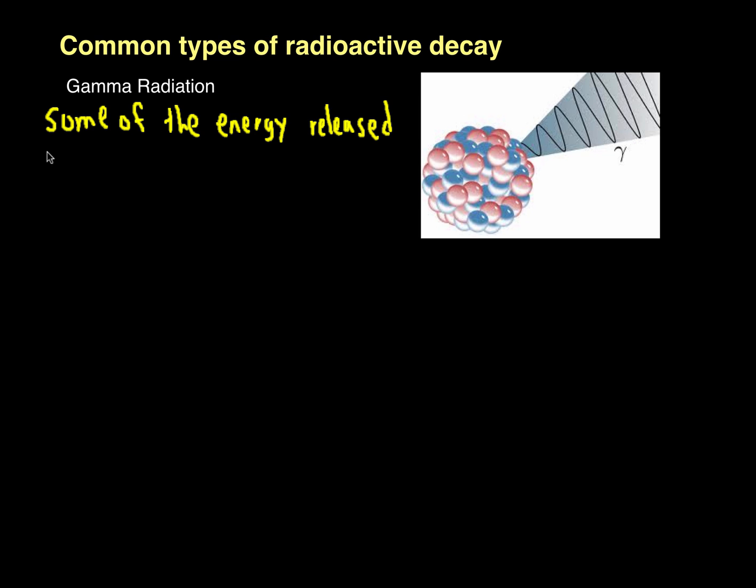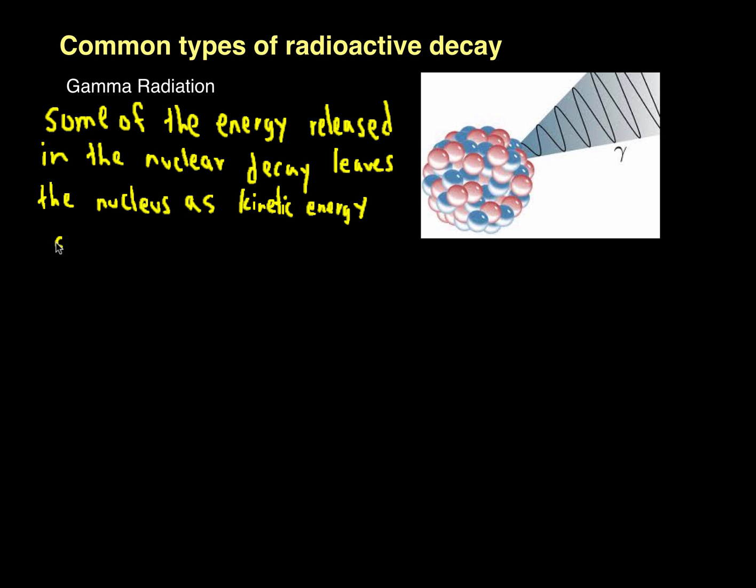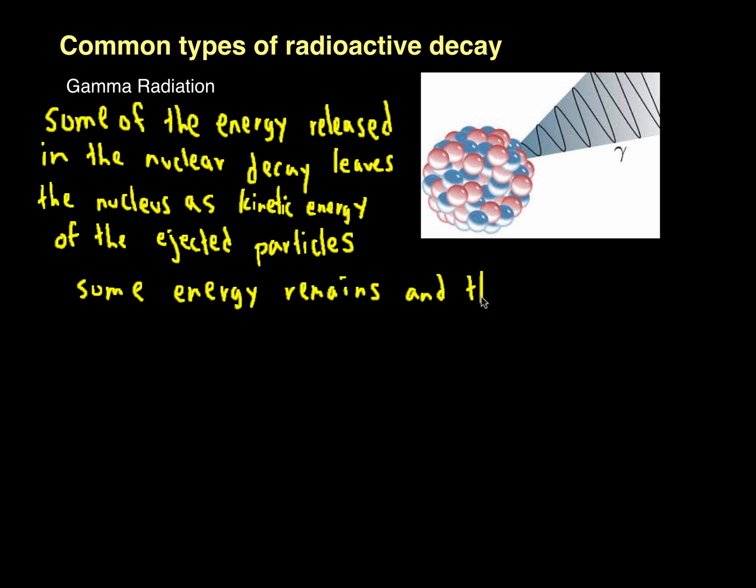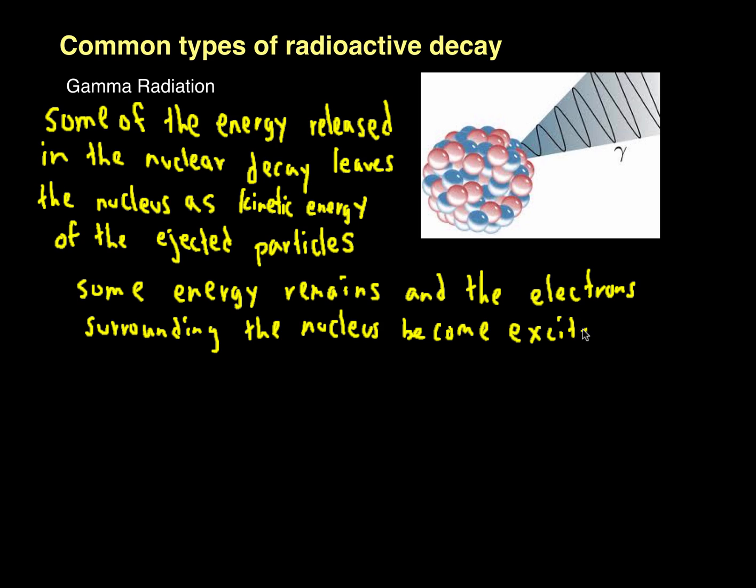Last, we have gamma radiation. Some of the energy released in the nuclear decay leaves the nucleus as kinetic energy of the ejected particles. But some of the energy remains, and some of the electrons surrounding the nucleus become excited. They're at a higher energy level.